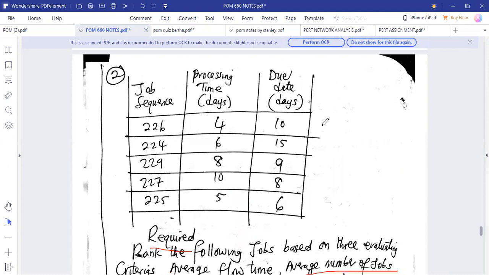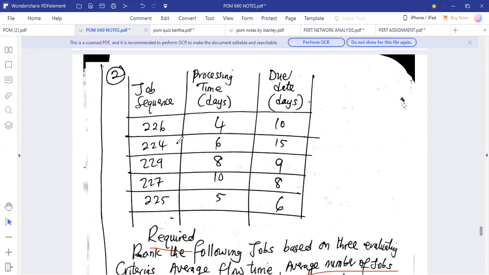We are simply saying that for the job sequencing, 226 is the first job that came through. The 224 was the second job. The 229 was the third job that came. It's more like, if this is vehicle number one, it came through in the garage, that's the first one that you're supposed to attend to, to work on. Then the second one, 224, then getting down to 229, 227, 225.